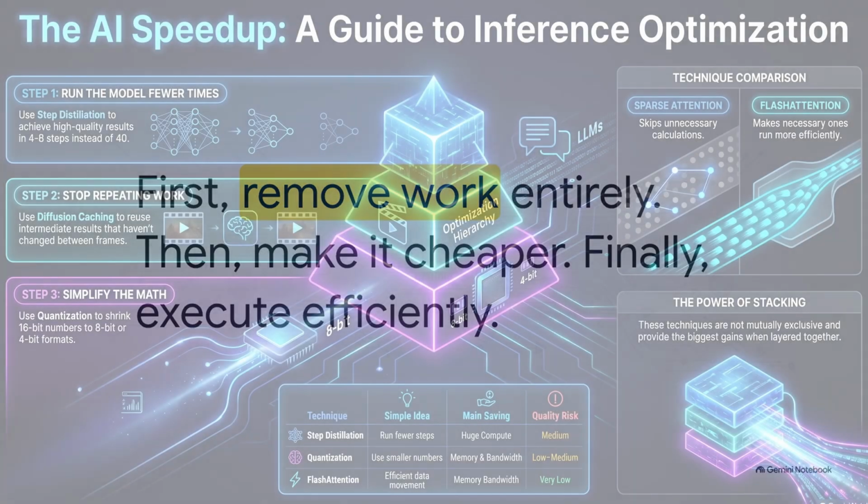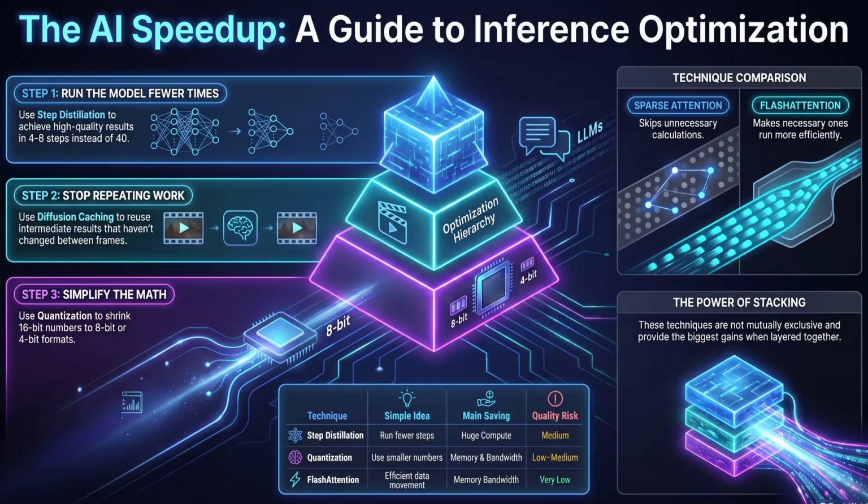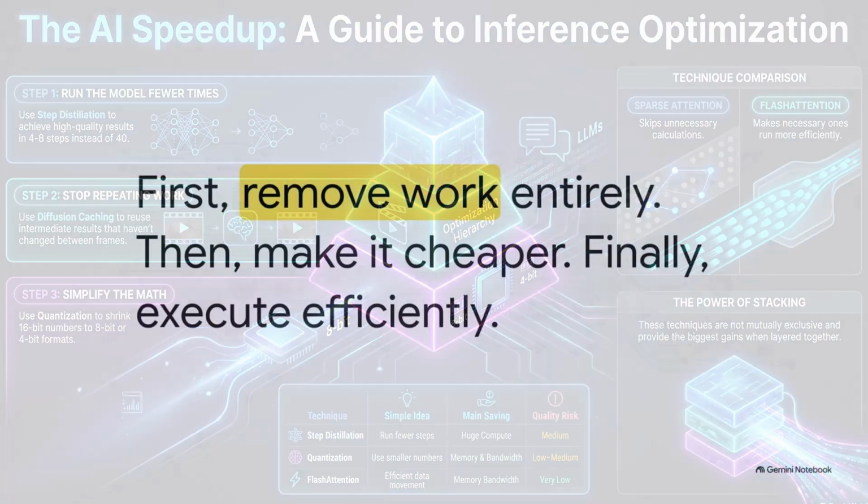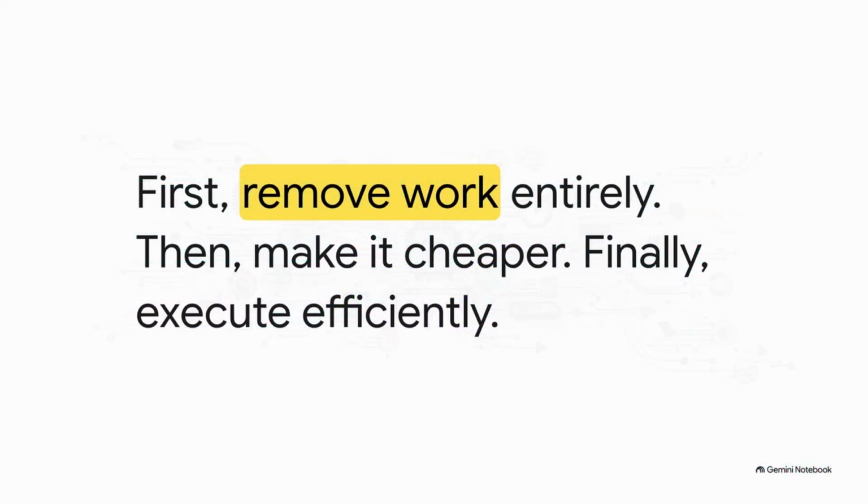So, if you take just one thing away from this entire explainer today, let it be this simple progression. First, remove work entirely. Then, make the remaining work cheaper. Finally, execute that work as efficiently as possible. Keep this simple takeaway in mind, and you will always understand exactly how all modern AI optimization operates, no matter how wild the jargon gets.